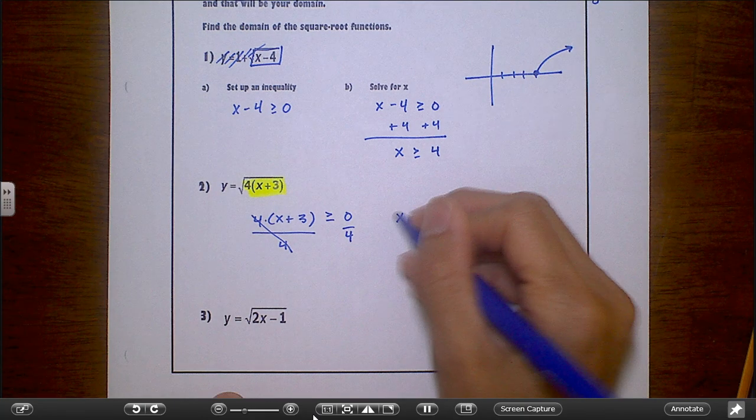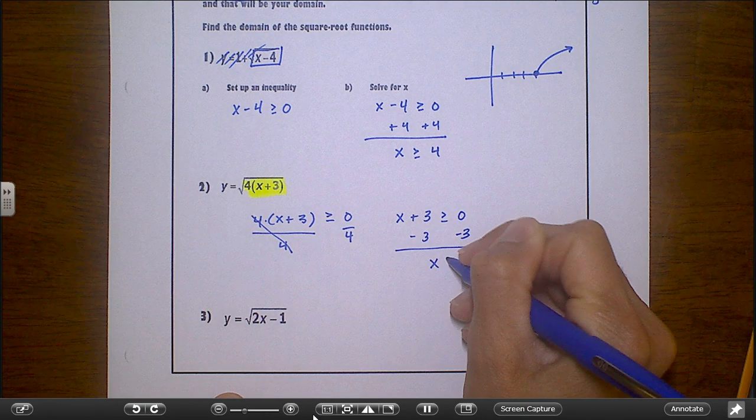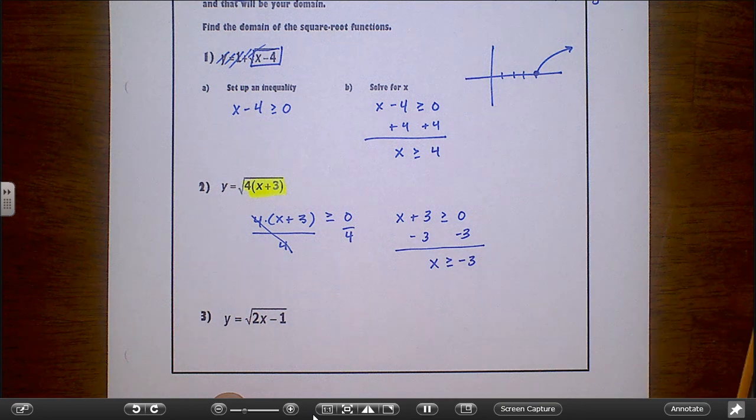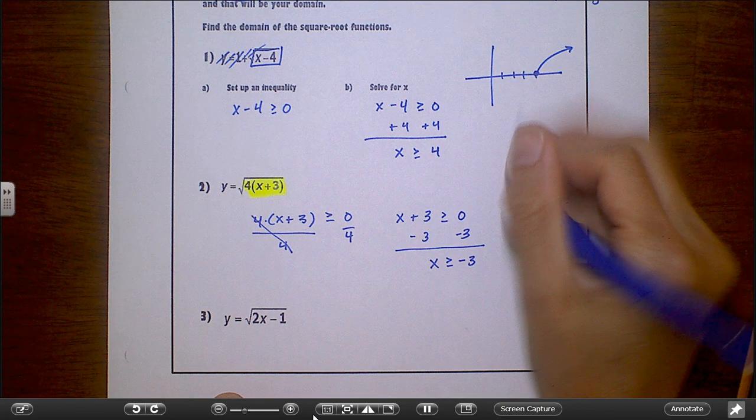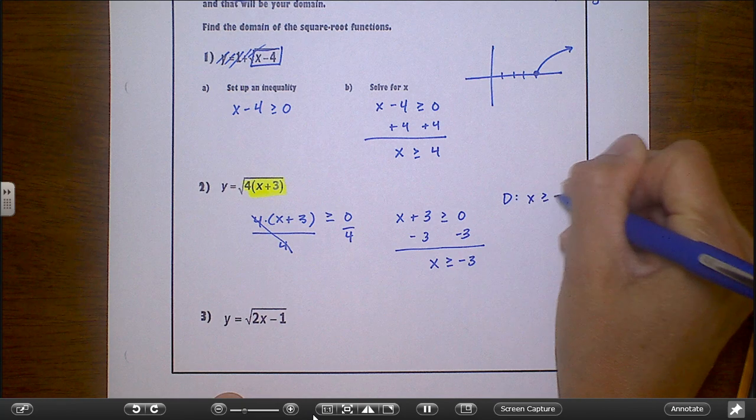And then my last step here, to get x by itself, I would subtract 3. I get x is greater than or equal to -3. So that is my domain. My domain is all numbers greater than or equal to -3.